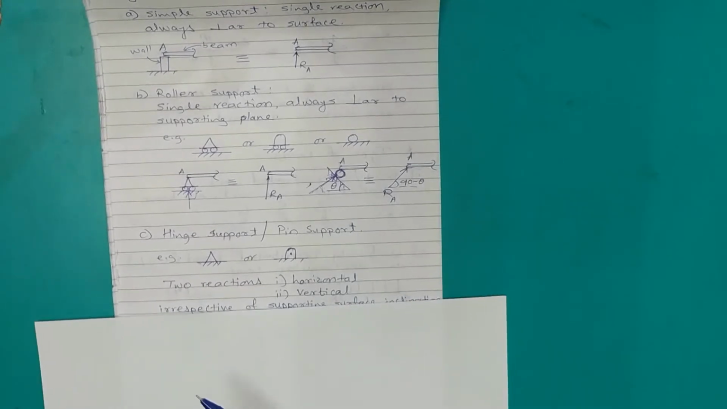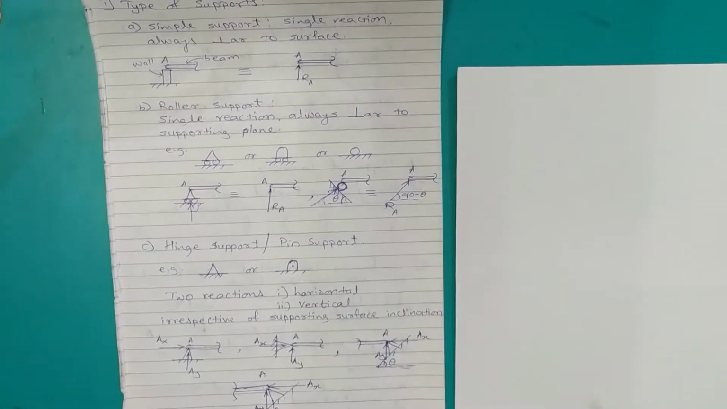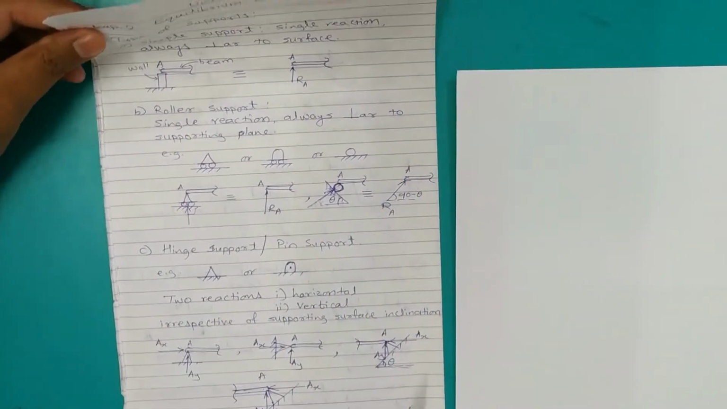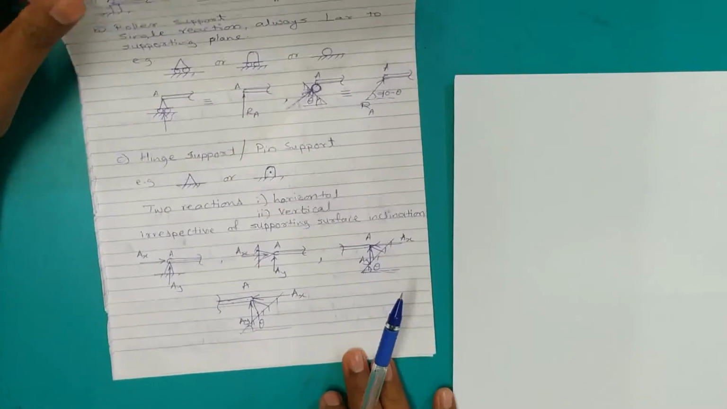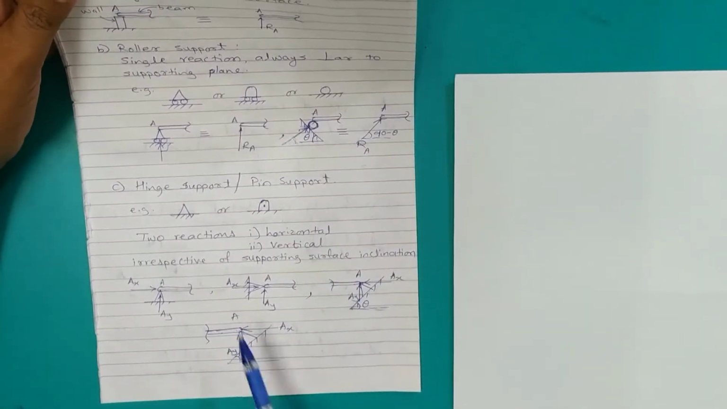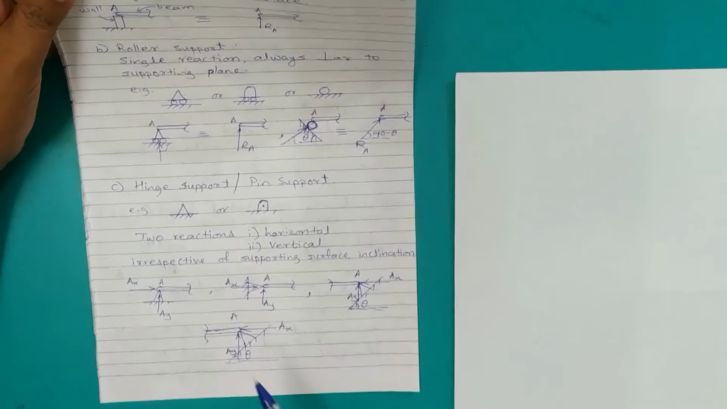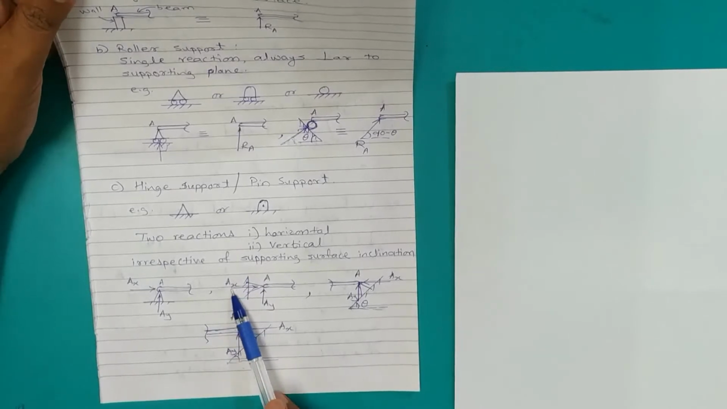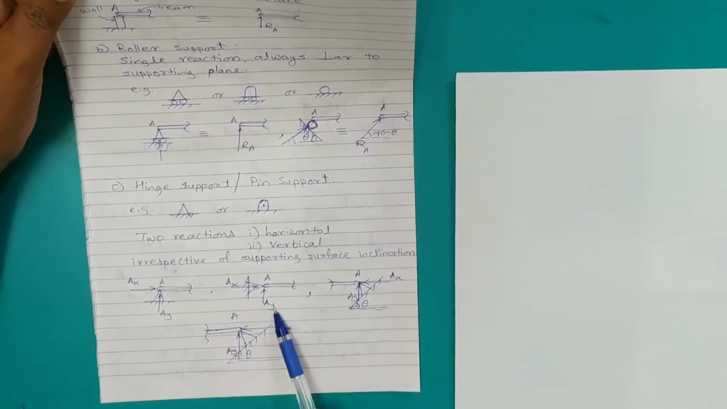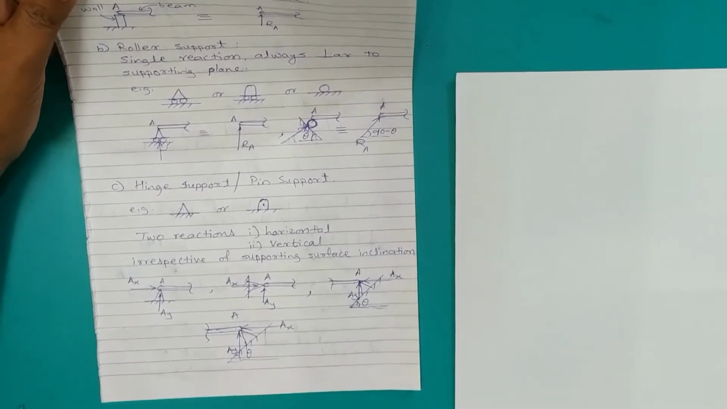Hinge support has two reactions, horizontal as well as vertical. So the directions of these two reactions are always fixed. One will be horizontal and the other will always be vertical. The horizontal direction is generally assumed to be x direction, and vertical is assumed to be y. That's why we generally name these reactions Ax and Ay. If the end A of the beam is supported, then the reactions will be Ax and Ay.